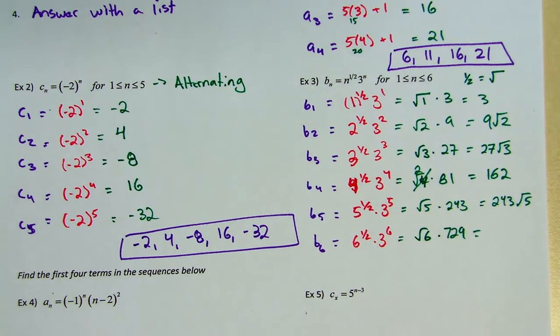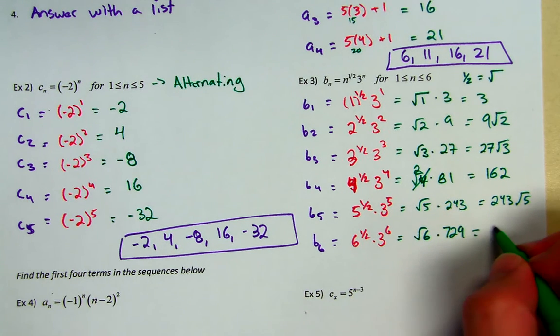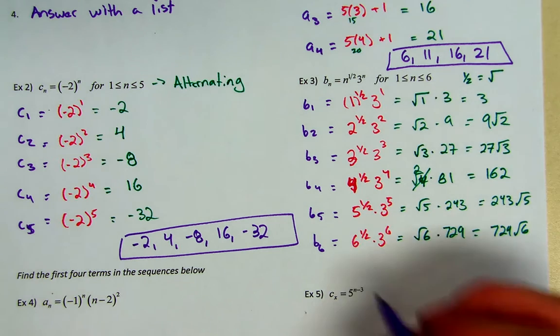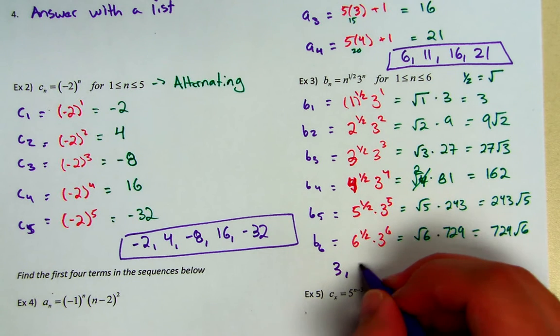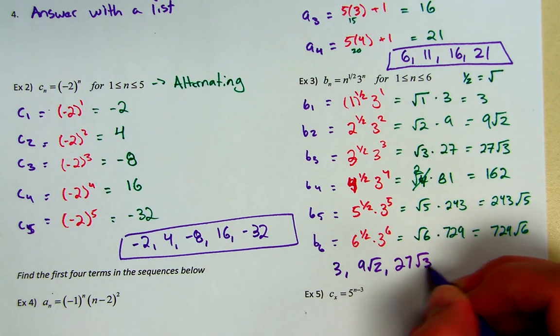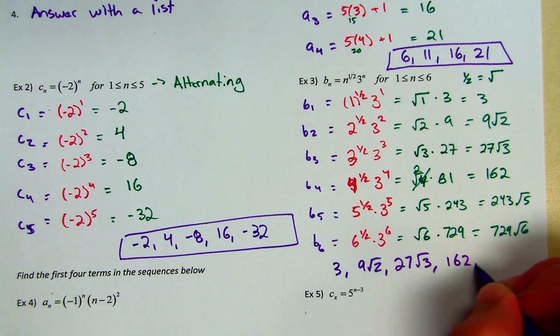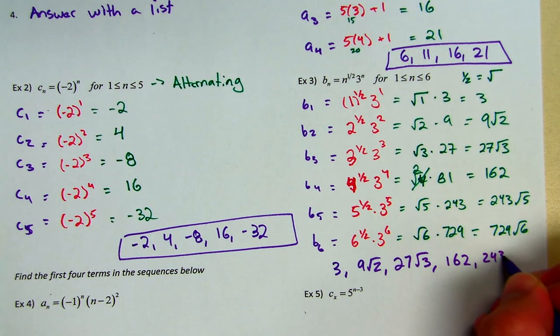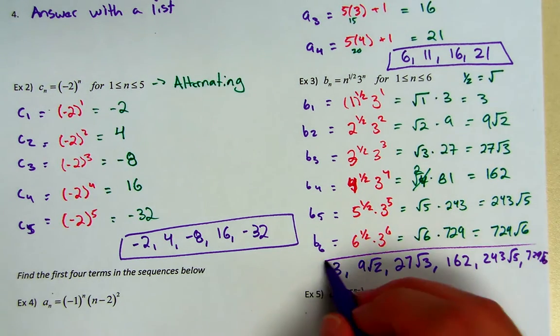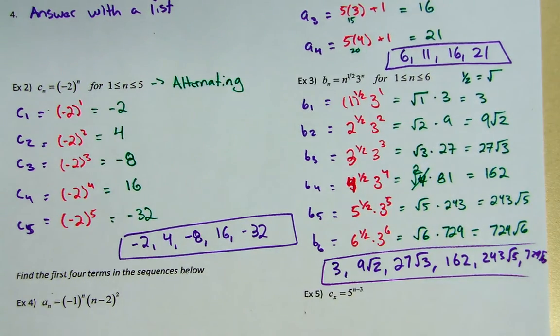If you keep doing that in your calculator, you'll need some assistance there. 729 root 6. Finally, my list. 3, 9 root 2, 27 square root 3, 162, 243 root 5, and let me squeeze 729 root 6 in there. Ran out of a little bit of space, but it's there.